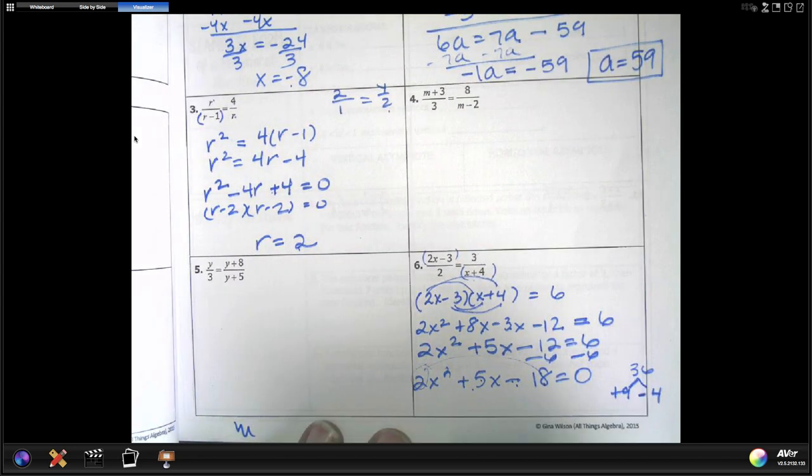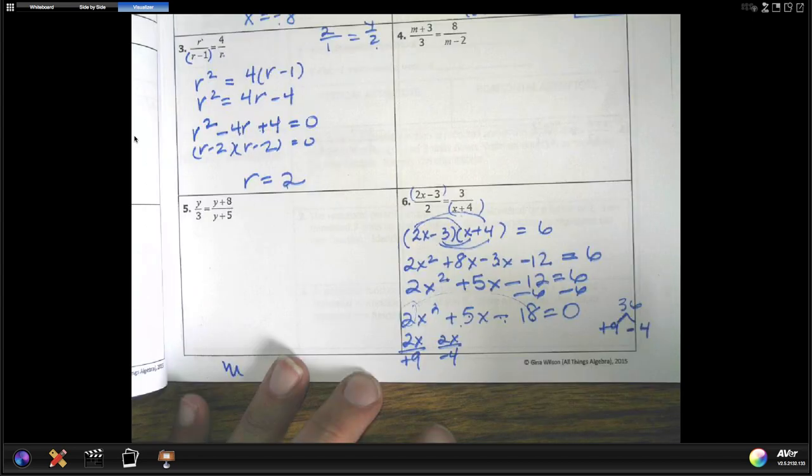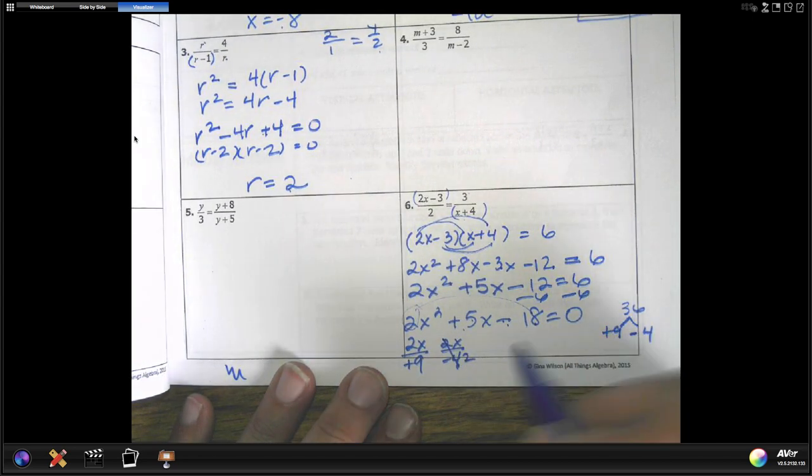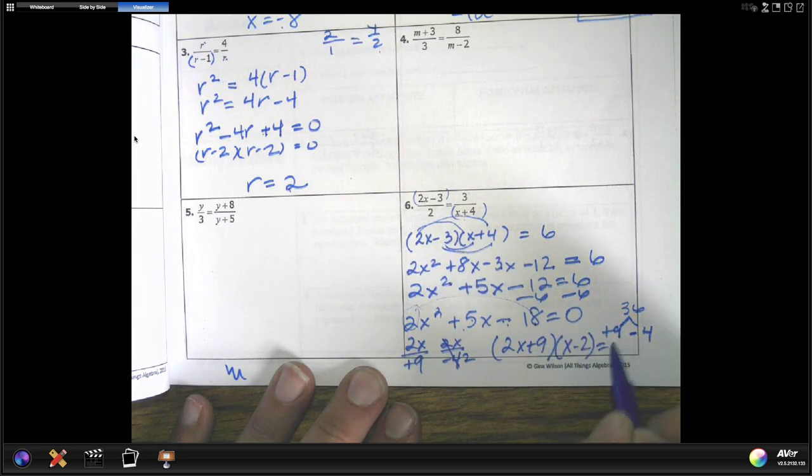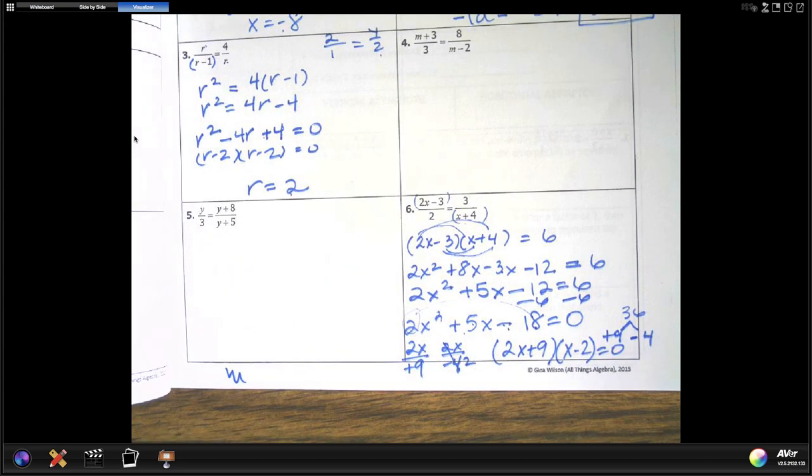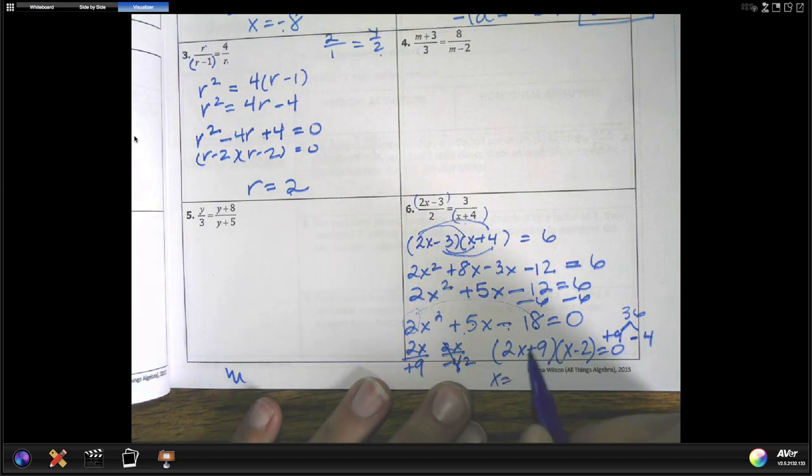So now we make our fractions. We have 2x over plus 9 and 2x over negative 4. This reduces to 1/2. So we have 2x plus 9 and x minus 2 equals 0. And if we set both of those equal to 0 and solve, this one we would subtract 9 and divide by 2, so negative 9/2. This one we'd add 2, a positive 2.